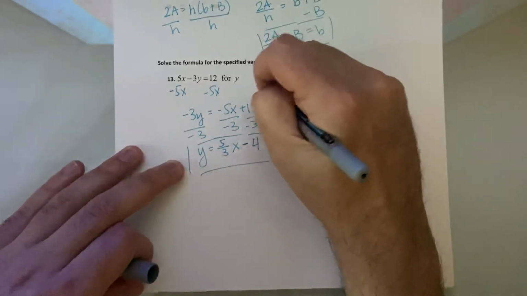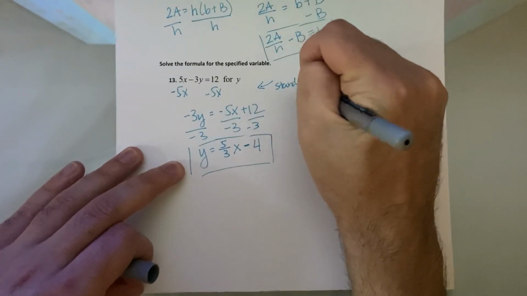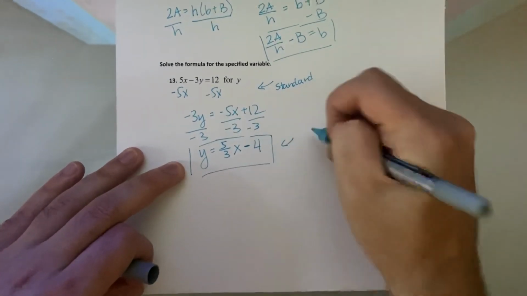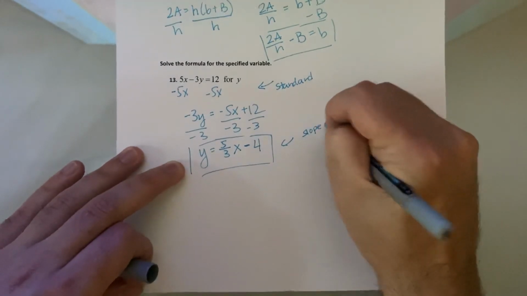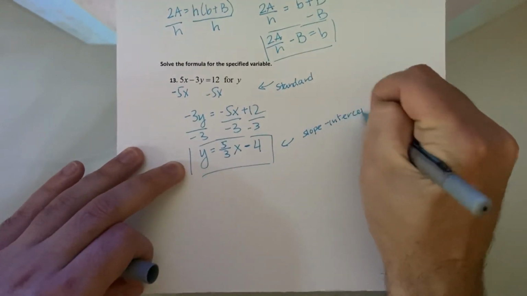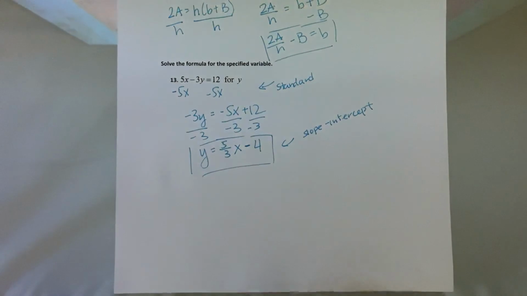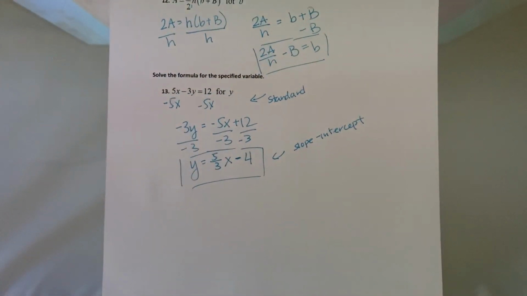So this was standard form for a line, and this is now slope-intercept form. So we should have seen this possibly before in the past. But that's all for 2.4 and 2.5.